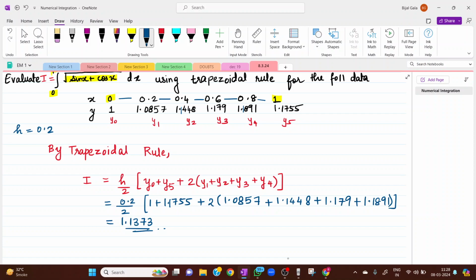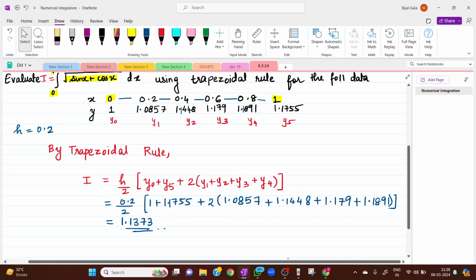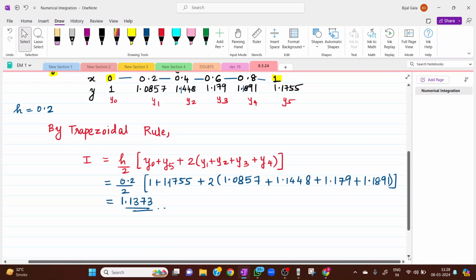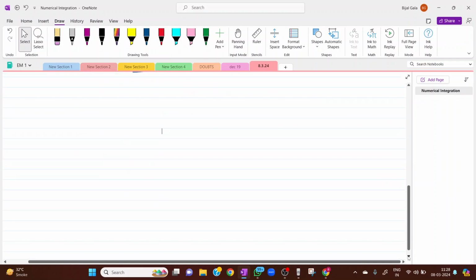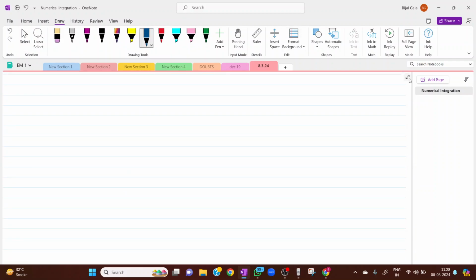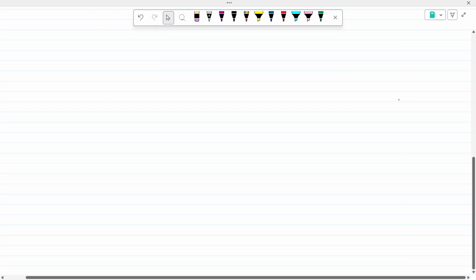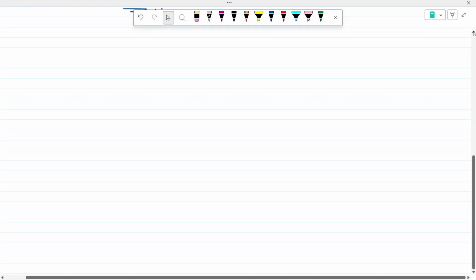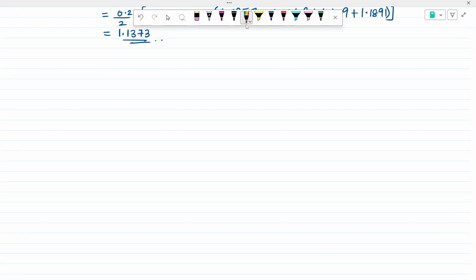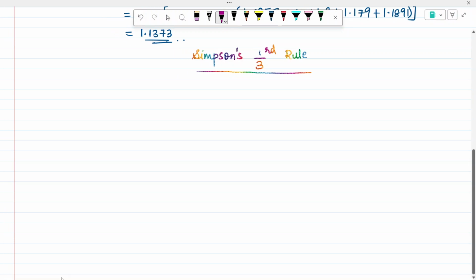So if the trapezoidal rule is clear, we'll move on to Simpson's rule, which is your method number 2 of numerical integration. Starting with method number 2, that is Simpson's. There are two methods: Simpson's 1/3 rule, and next we have Simpson's 3/8 rule. First we'll note down the formula for Simpson's 1/3 rule.